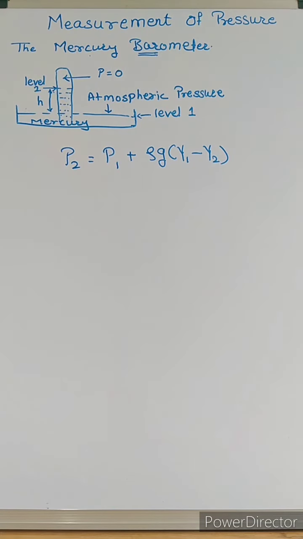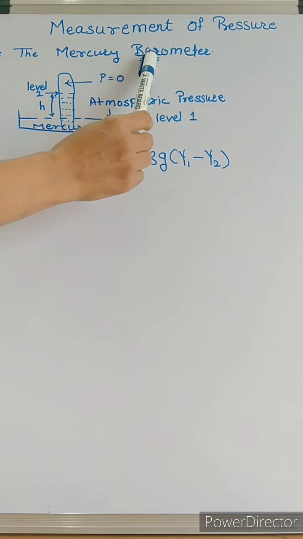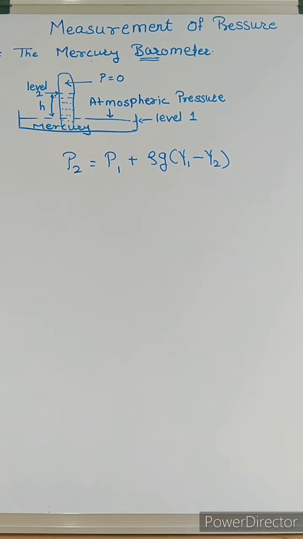The first apparatus that we have to study is the mercury barometer. As the name suggests, bar is nothing but the unit for the measurement of the pressure, and in this we have to use mercury as a fluid. The construction of this mercury barometer is, it consists of a tube which is filled with the mercury, and a tank which is also filled with the mercury. Now we invert that tube into the tank.